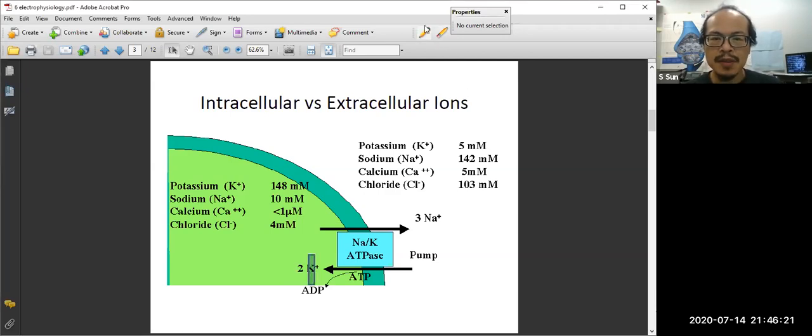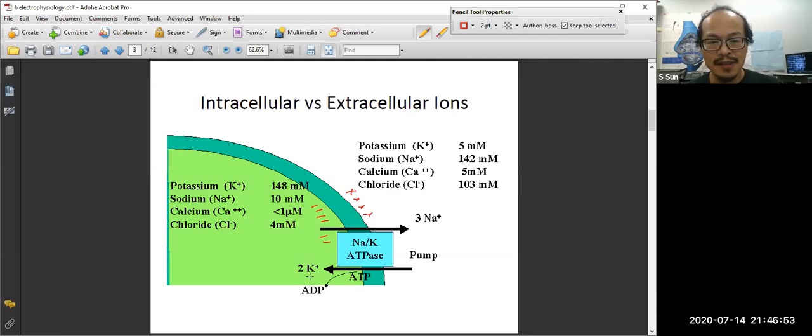it will be more negative, because more positive is pumped out, less positive is pumped in. So the inside of a cell will become more negative. So cell membrane inside is more negative, outside is more positive. And the second thing it causes is that inside of cell will have a lot of potassium. Outside of the cell will have more sodium.